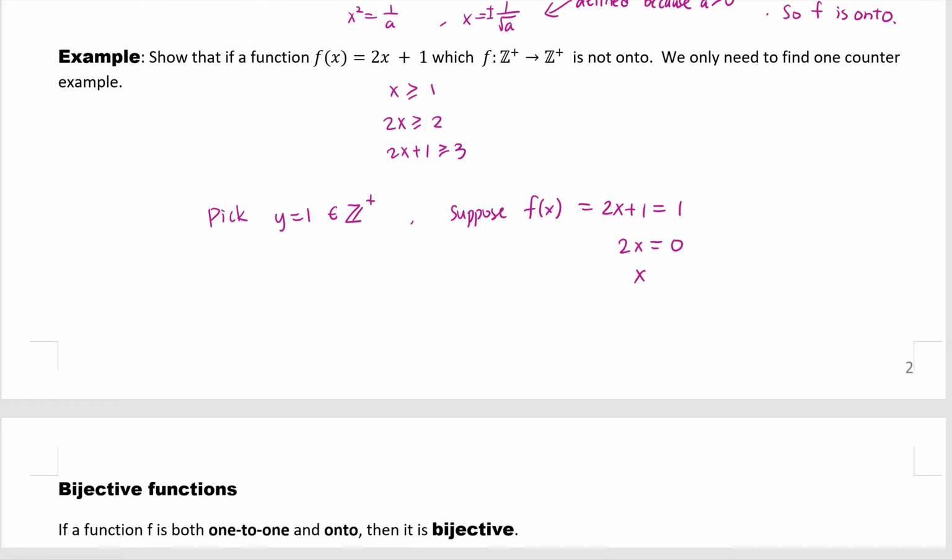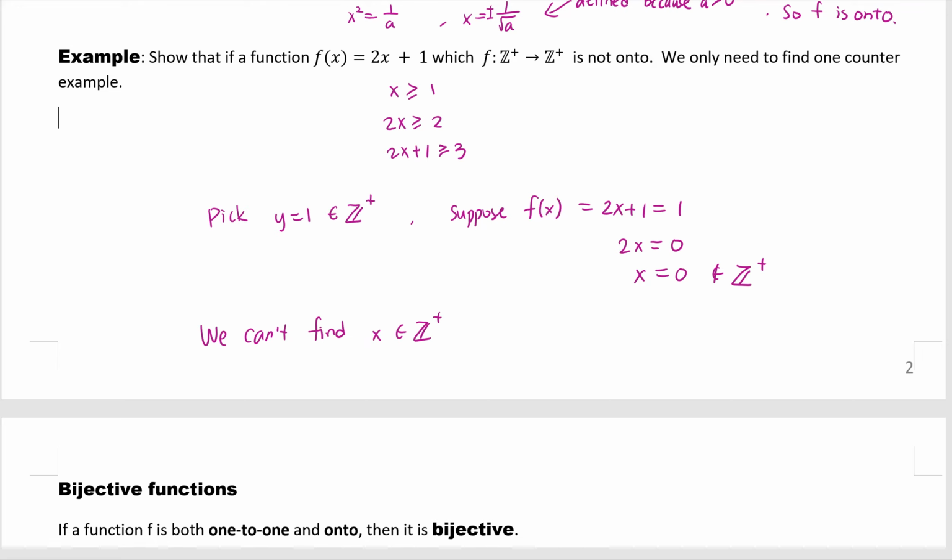X is 0, which is not a positive integer. Therefore, we can't find x, a positive integer, such that f of x equals 1. So f is not onto.